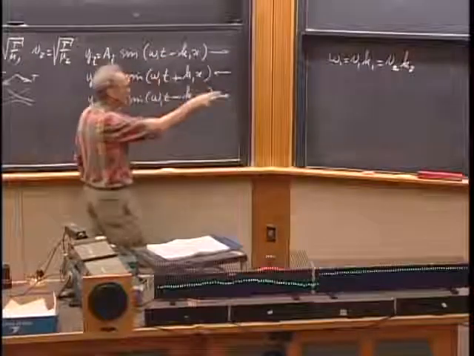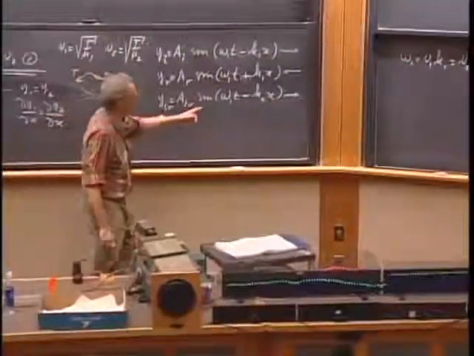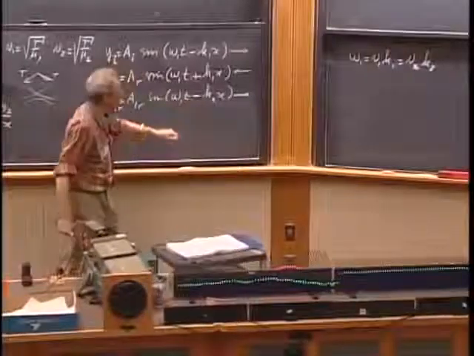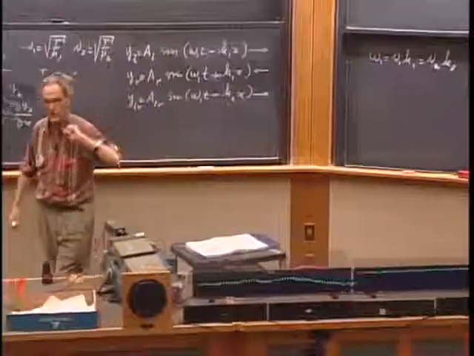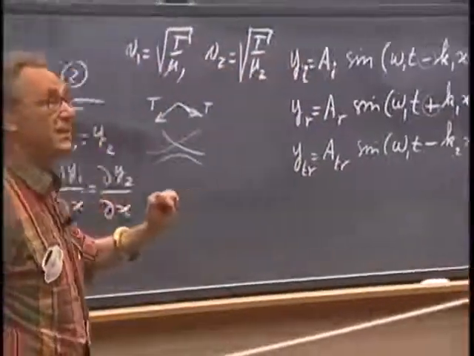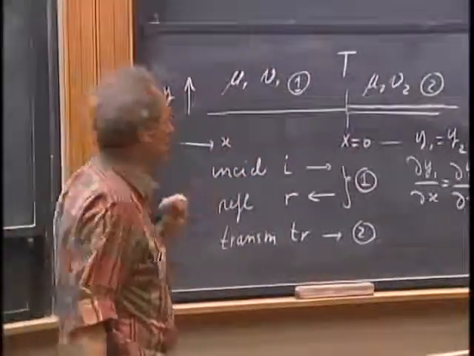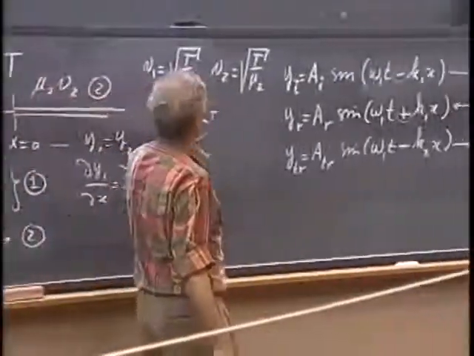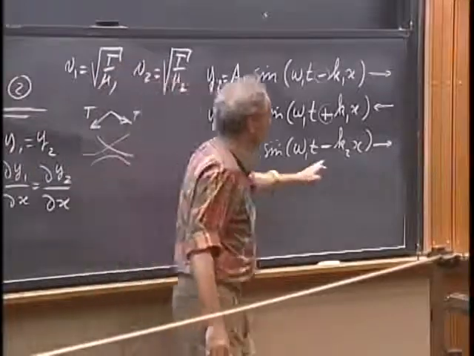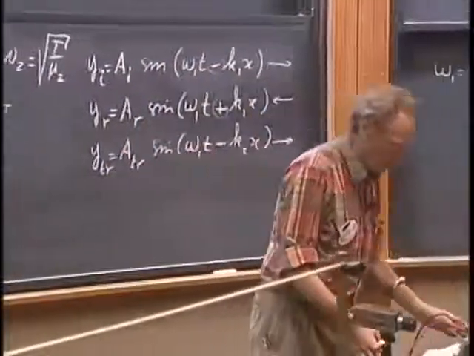So this goes into the second medium. The minus sign indicates it's going in this direction, but the k2 is different because the speed is different, because v2 is different from v1. And so with the same frequency, I get a different value for k.